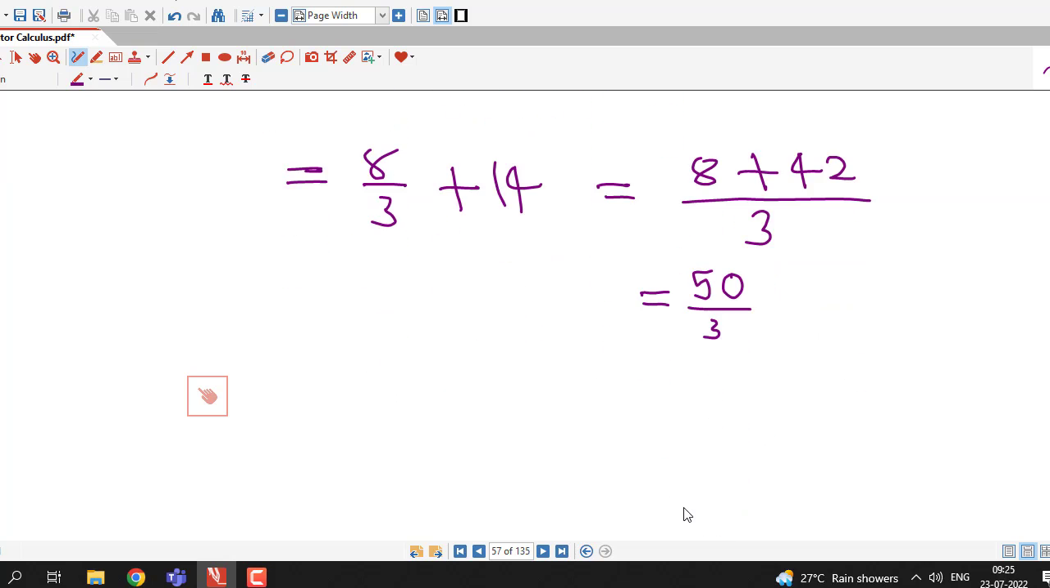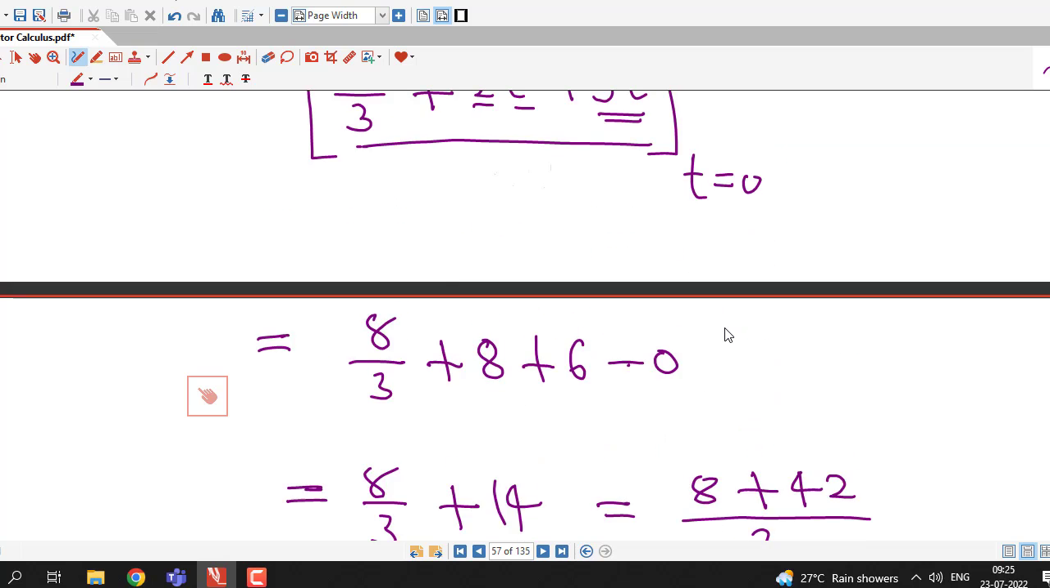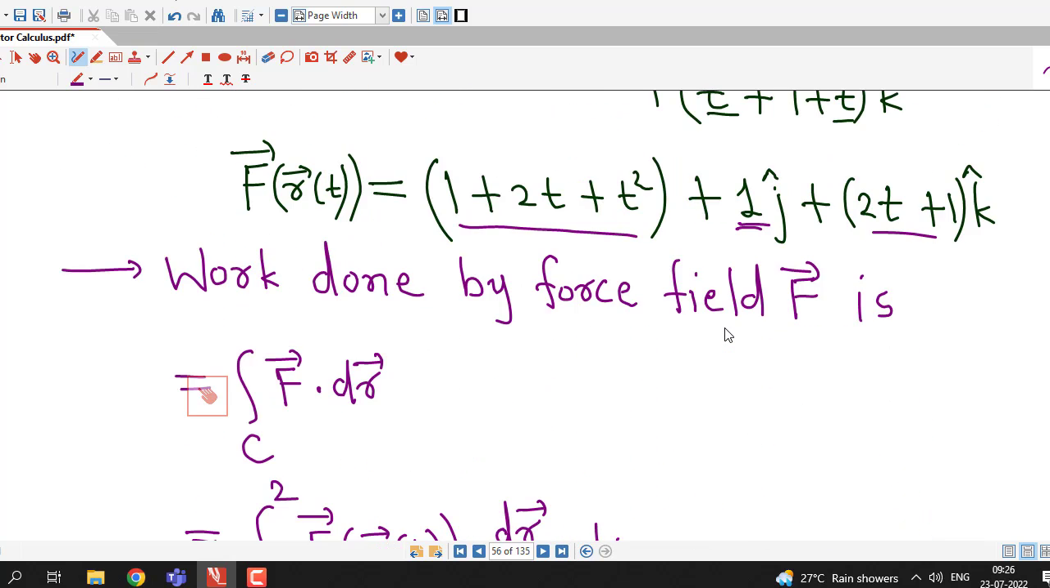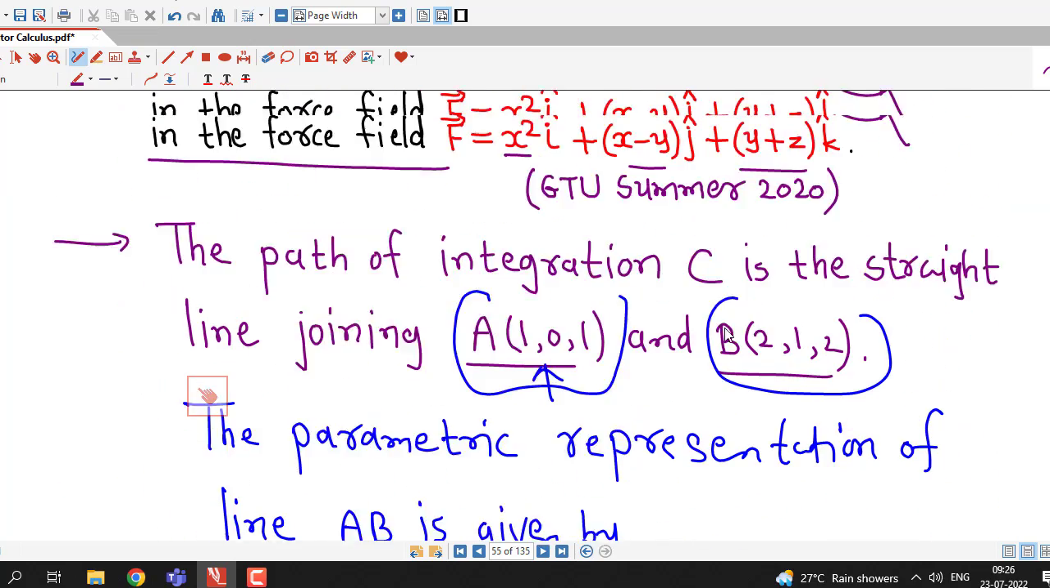This is the work done by force field F bar in moving a given particle from point A to point B, and we obtain this value. The work done by force field F bar in moving a particle from point A to point B is 50 divided by 3. So this is also a problem of line integral, but the question is asked in another way.